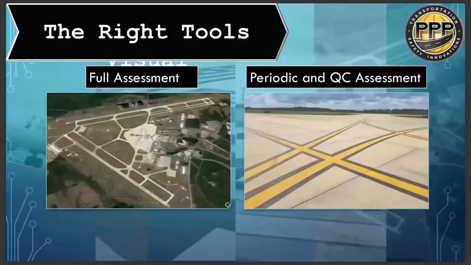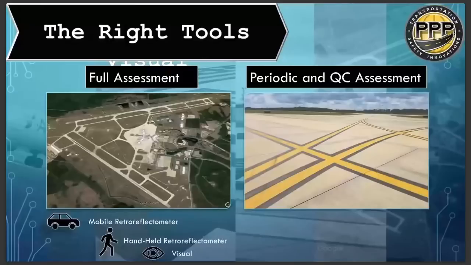If you're doing a full assessment or a periodic or QC assessment, these are the tools that we recommend. If you're doing a full assessment, you should do it with a mobile retroreflectometer, much less downtime than if you're trying to do a handheld. And you do need a handheld for those smaller lateral lines, and then of course a visual inspection to back it up in case there's something not coming out right. You want to go out and take a look at it. When you're doing periodic or QC assessment, then definitely a handheld retroreflectometer and a visual inspection will do just fine.